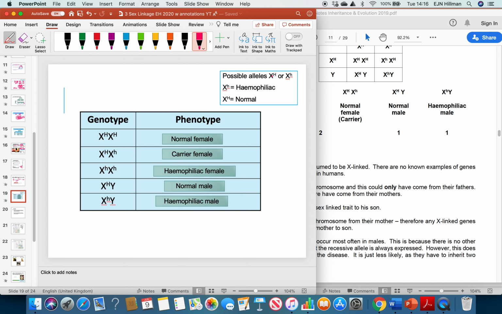Okay, so with haemophilia, here are all the possible phenotypes. Two X's, two dominant alleles, one on each, normal. Heterozygous, two X's, one dominant, one recessive, is a carrier. A haemophiliac female would have to have two recessive alleles on her X chromosomes. Normal male, one X chromosome, which carries the dominant allele. It's normal. A haemophiliac male must have one X chromosome carrying that recessive allele.